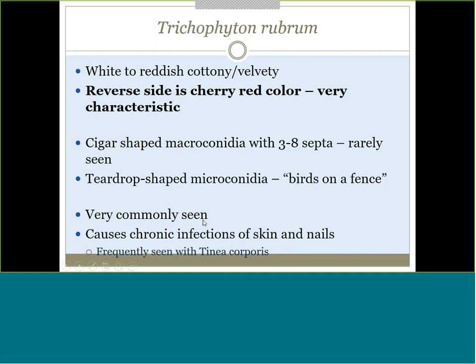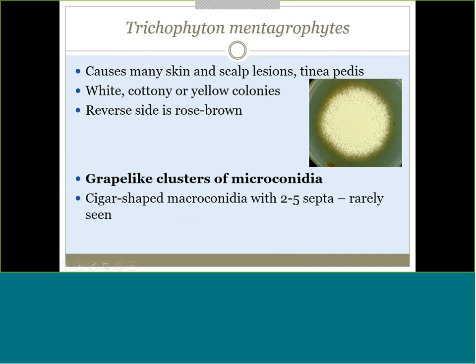So again, it's causing a dermatophyte type infection, an infection of the skin and nails. It commonly causes tinea corporis, which is all over the body. Trichophyton mentagrophytes is another skin and scalp lesion. A lot of times it goes with tinea pedis. It has white, cottony, yellow colonies, and the reverse side is more of a rose brown.